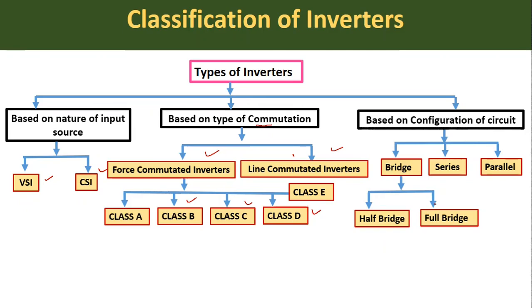In the series inverters, the commutation components are connected in series with the switching devices, whereas in the parallel inverters, the commutation components are connected in parallel with the switching devices. These parallel inverters are also called push-pull inverters.